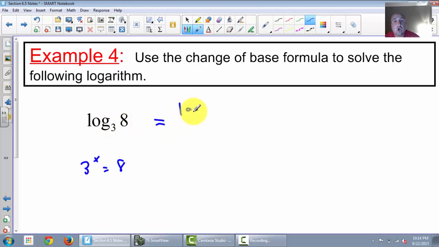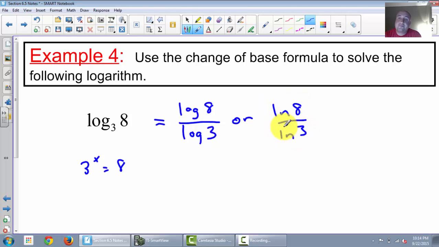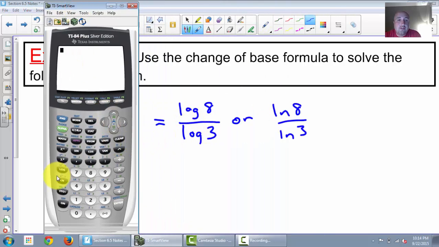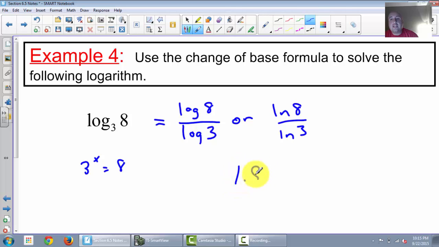I can do log of the number next to the log, which is 8, divided by log of 3, or I can do ln of 8 divided by ln of 3, and that will give me my answer. All right, so now we're just going to use our calculator. Log of 8, close your parentheses, divided by log of 3. Or I can do ln of 8 divided by ln of 3. And that should give us the same exact answer, which it does. So my answer is 1.89. So you can now do any log on your calculator pretty easily and pretty quickly.